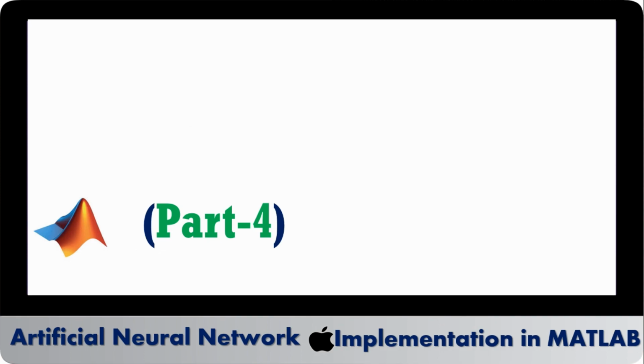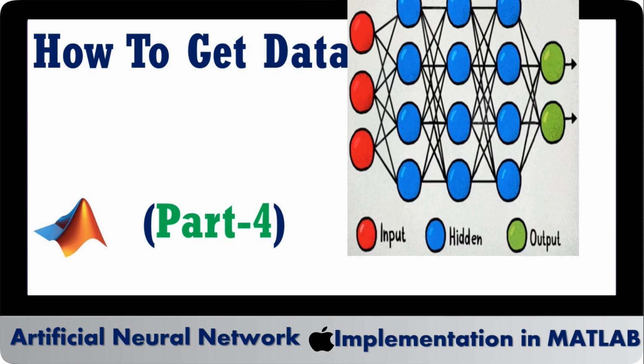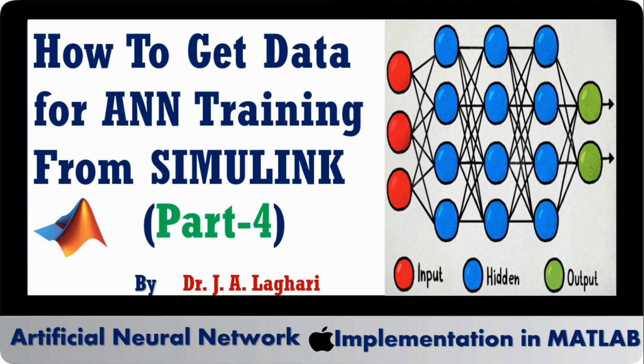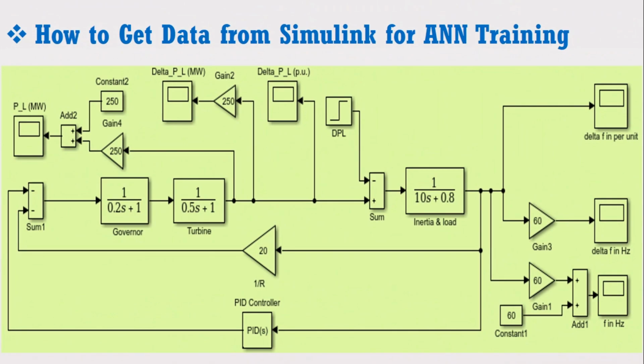Today I am going to teach you how to get the data for the ANN training from the Simulink model. Friends, most of the times the basic or conventional model of any system or power system is designed in the Simulink. This conventional model mostly uses PI or PID controller. Now suppose we want to use the artificial neural network as an intelligent controller in that model to improve its performance. To do this, ANN requires the data for its training.